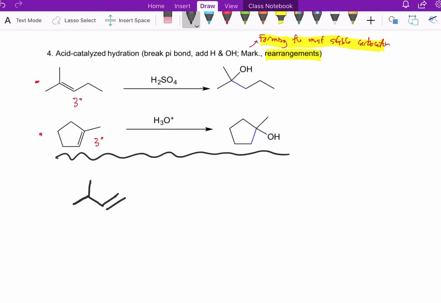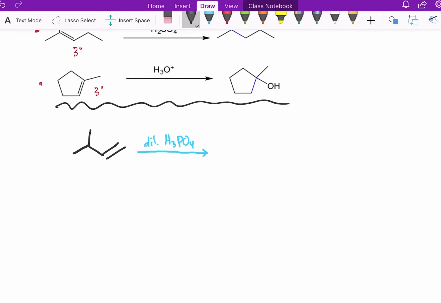Okay, so here's an alkene. I'm going to, again, treat this with some dilute acid. In this case, we'll say we're using dilute H3PO4, and now we have to figure out what the product is. In this example, I'm going to work through the mechanism first, and then determine what the product is.